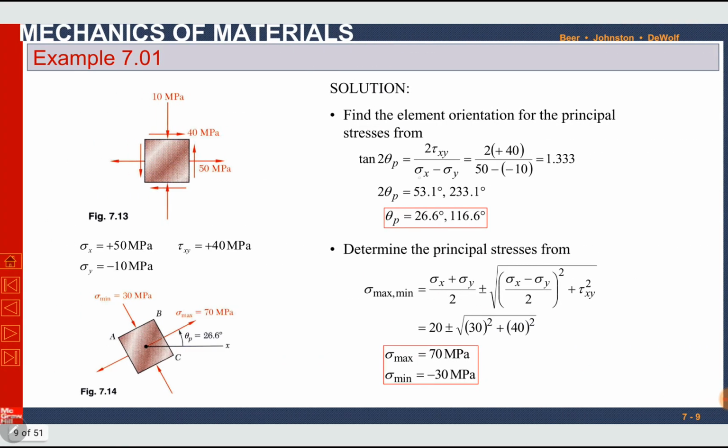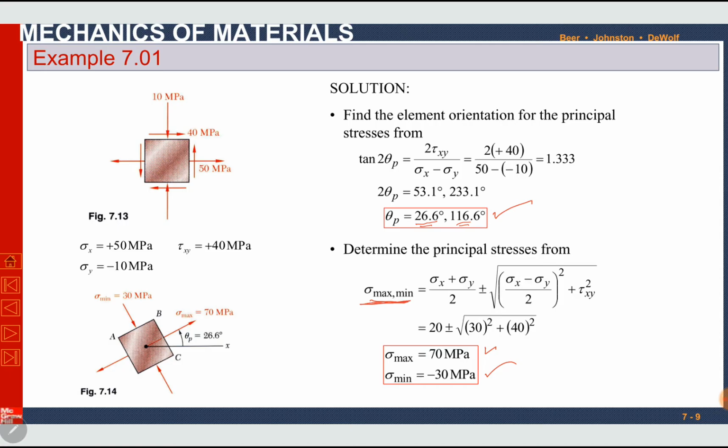Putting sigma x, sigma y and tau xy in this expression, theta p has been found. It is 26.6 degree. If one of theta p is 26.6 degree, the next will be by adding 90 degree to it. So by adding 90 to 26.6, the next value will be 116.6 degree. These values are the direction of principal stress, or principal plane, theta p. The values of principal stresses, sigma maximum and sigma minimum, can be found using this expression. By putting sigma x, sigma y and tau xy in this expression, we can find sigma maximum and sigma minimum.